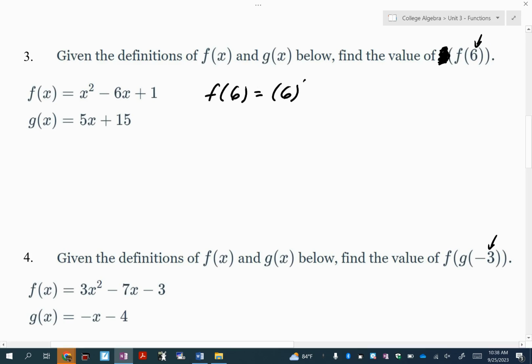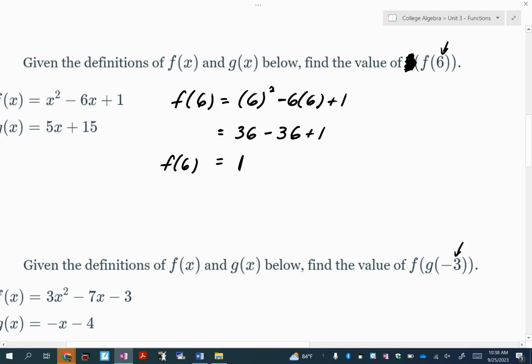So 6 squared minus 6 times 6 plus 1. That's going to be 36 minus 36 plus 1. 36 minus 36 is 0. 0 plus 1 is 1. So f of 6 is 1. Now, this is not my answer. This is f of 6.